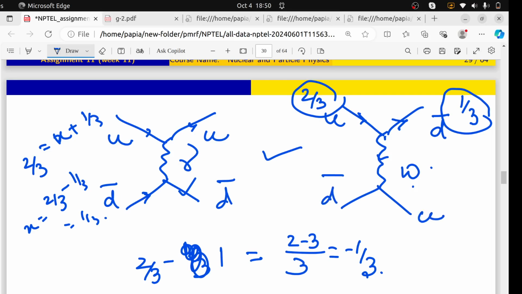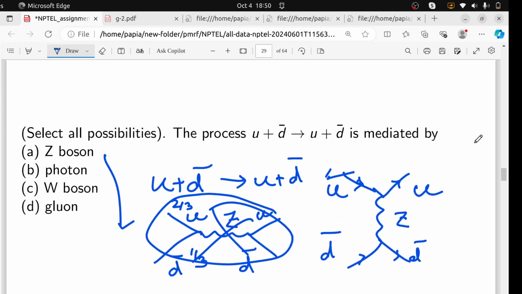Again, that cannot also be done, because D has a charge of minus 1 by 3, D bar has 1 by 3, and U has 2 by 3. So if W is there, then it is not going to happen. So Z boson is fine, photon is fine, W boson is not fine.